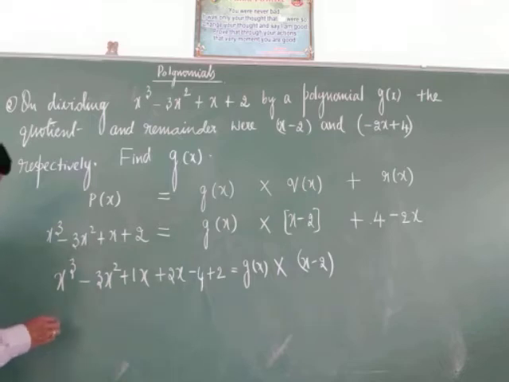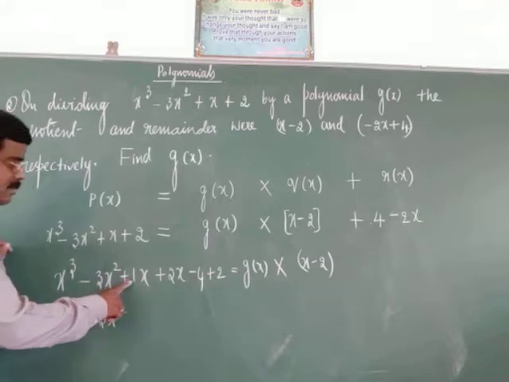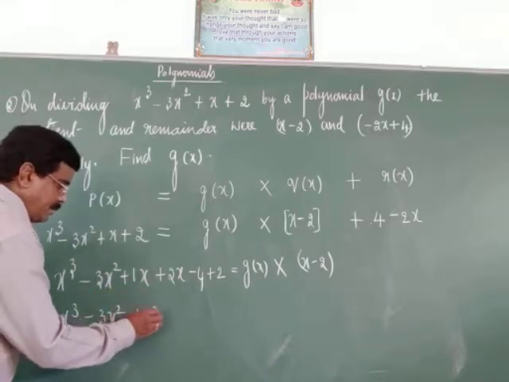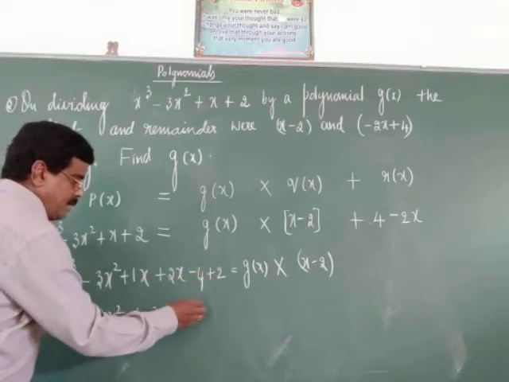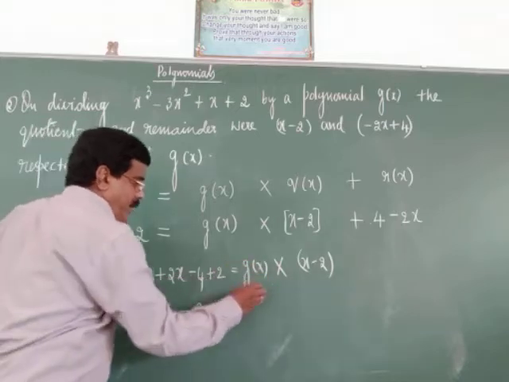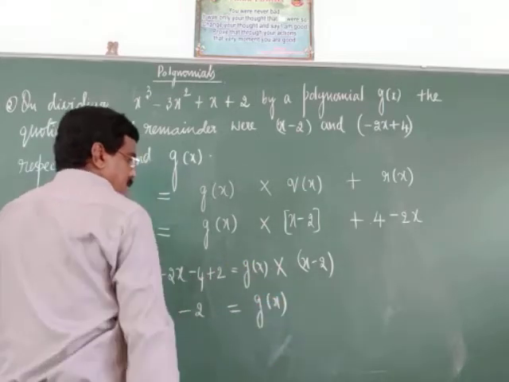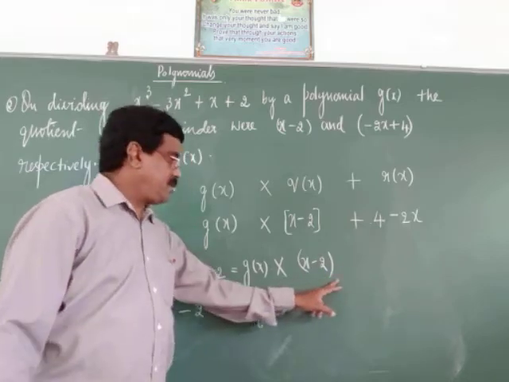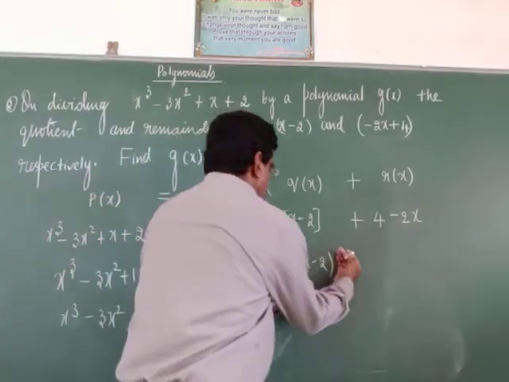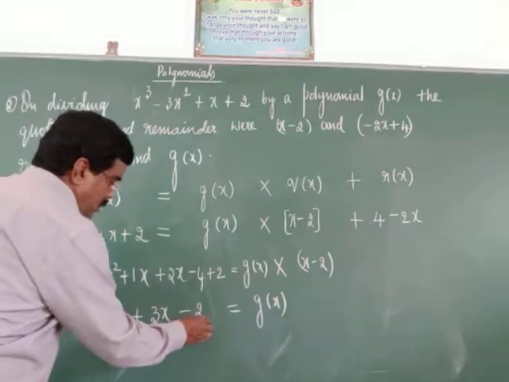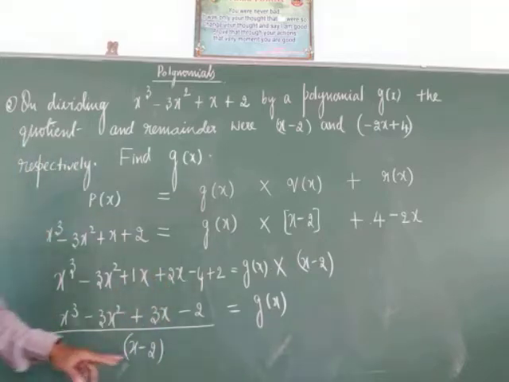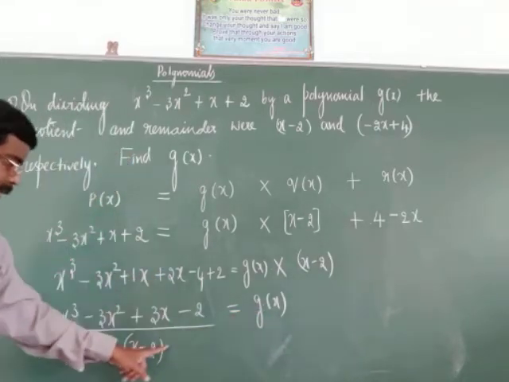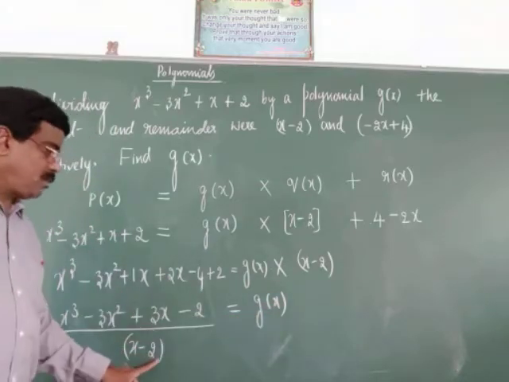Now in the next step you have x cube minus 3x square. See, plus 1x plus 2x means plus 3x. Minus 4 plus 2 means minus 2. Equals is the equals. g of x is the whole g of x as it is, into x minus 2. Now we can transpose this into x minus 2. Again, this into x minus 2 transpose means it will go to the denominator. Learn this transpose, children.